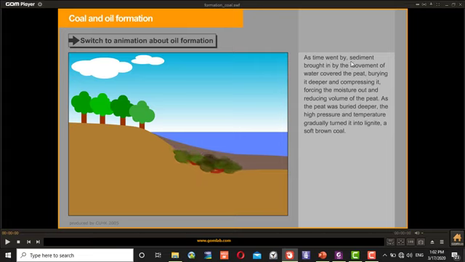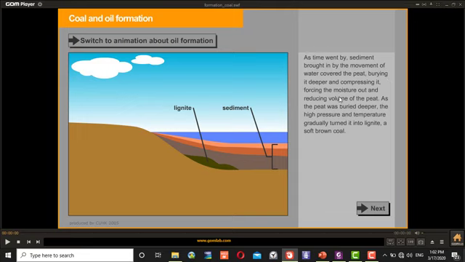As time went by, sediments brought in by the movement of water covered the peat, buried it deeper, and compressed it, forcing the moisture out. The water is squeezed out, reducing the volume of the peat, and the peat turns into lignite. We can see that the sediments are increasing and the lignite is decreasing in size because the water was squeezed out to the surrounding area.